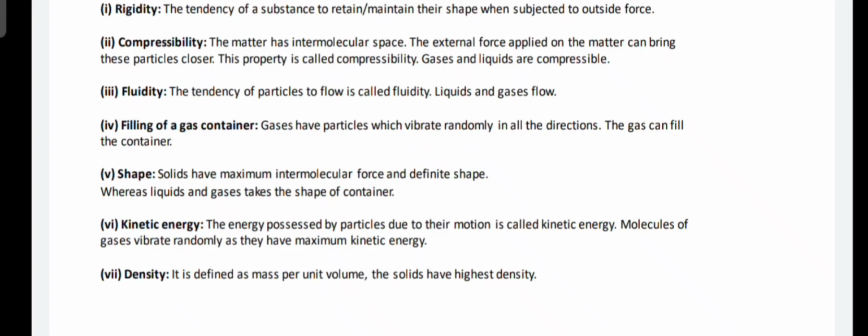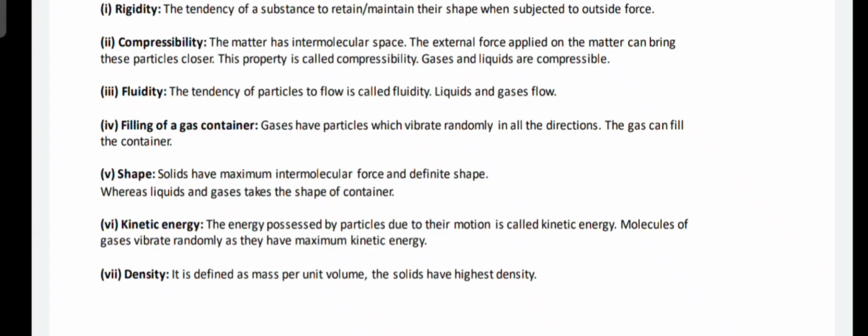Next one is compressibility. The matter has intermolecular space. The external force applied on the matter can bring these particles closer. This property is called compressibility, and gases and liquids are compressible, I already told you. Now third one is fluidity. What is fluidity? The tendency of particles to flow is called fluidity. Liquids and gases can flow.